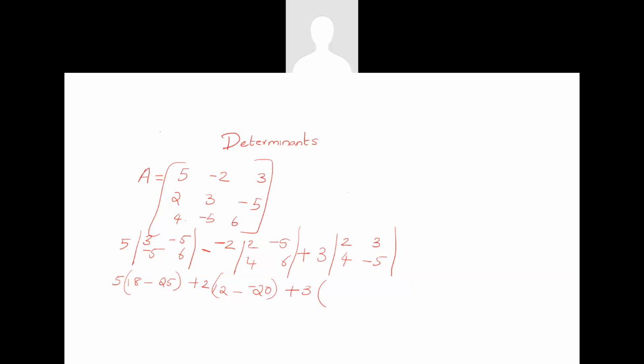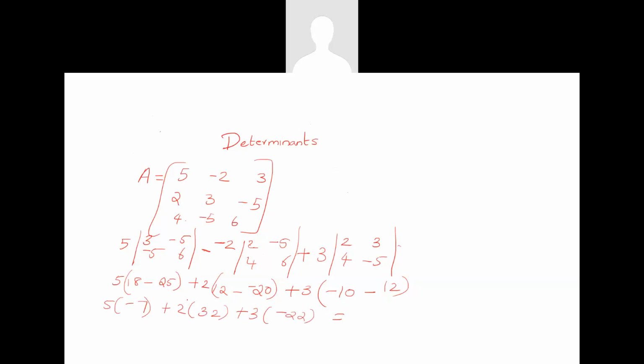Then plus 3 into, what is 2 into minus 5? That is minus 10 minus 4 into 3 is 12. Right? And of course, you know that 5 into what is 18 minus 25? It is minus 7 plus 2 into what is 12 minus of minus 20? Okay, it is actually 12 plus 20. So you write 2 into 32 plus 3 into, it is minus 10 minus 12. Okay, it is minus 10 minus 12. So it is minus 22.